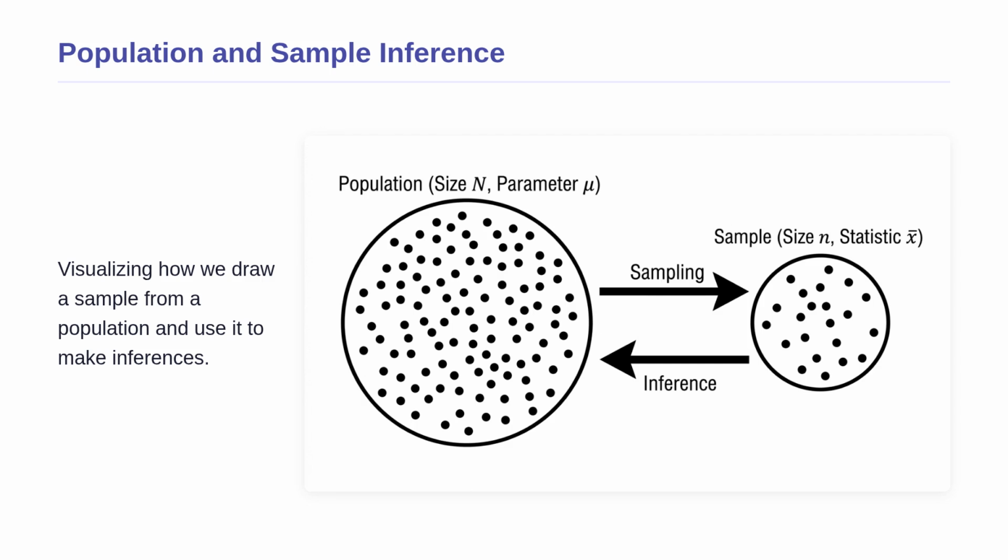The most important part of this diagram is the bottom arrow, labeled inference. It shows how we take the math we did on the small sample and project it back to make an educated guess about the entire population.